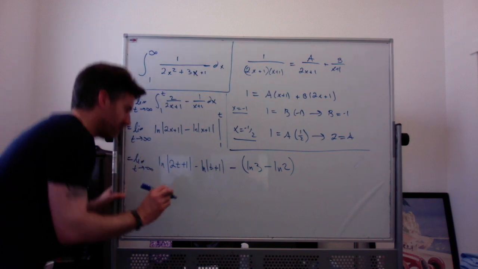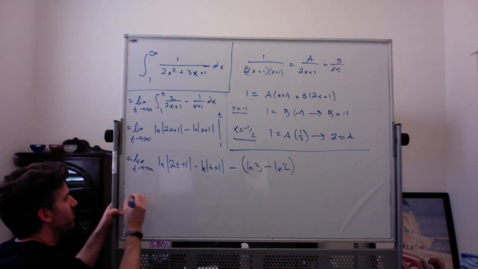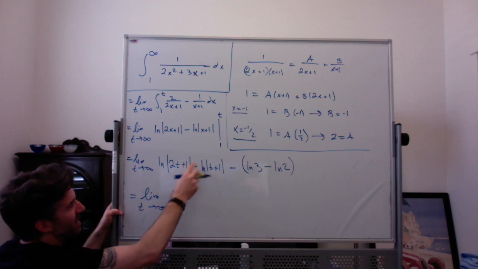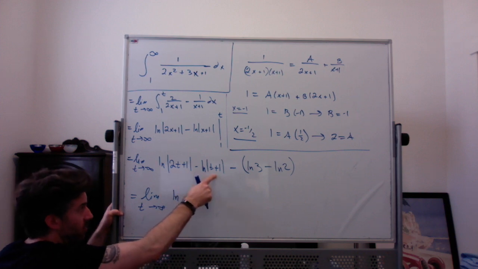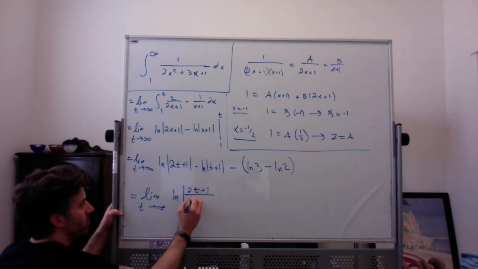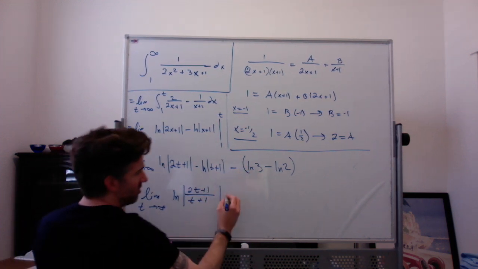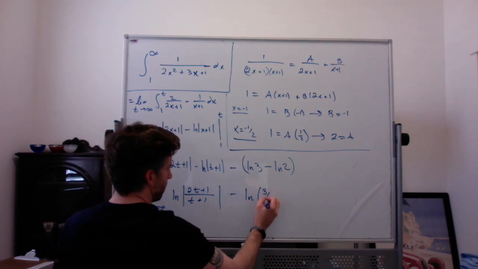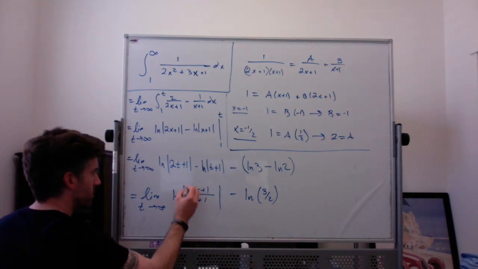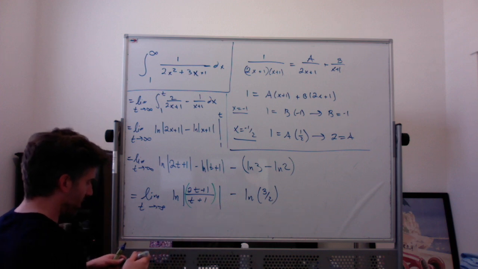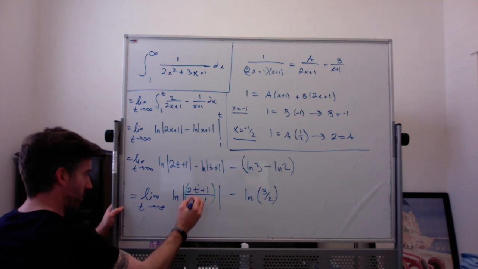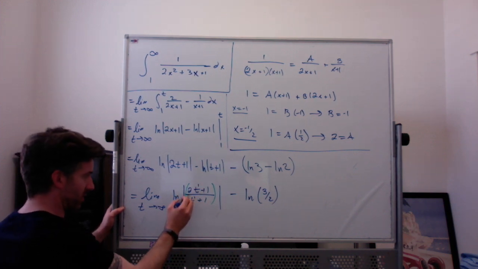What you have to do here, and it's a little bit of a trick, is combine these. So this is the limit as t goes to infinity of the natural log of this divided by that, because when you have a log minus another log, you can divide the arguments. And you can also do it over here. You can do minus the natural log of 3/2. Okay, now here's the thing. As t goes to infinity, 2t plus 1 over t plus 1 is just a rational function. We know how to take the limit of that. It's just 2, because the degree on top is the same as the degree on the bottom. So the limit is the quotient of the leading coefficients.